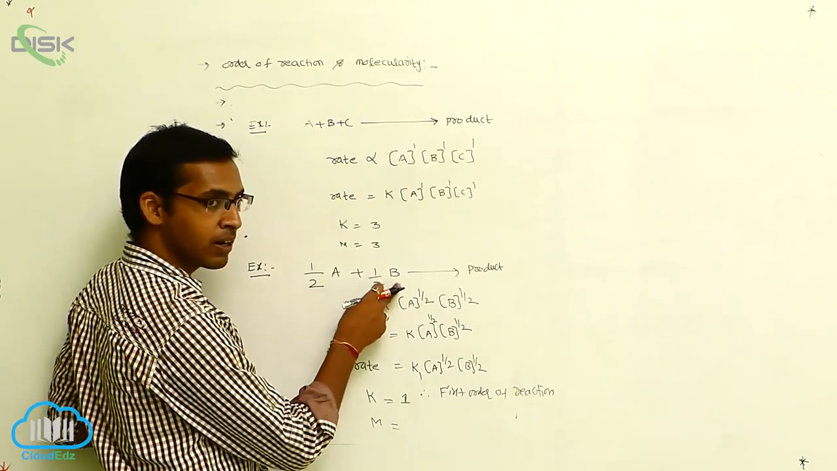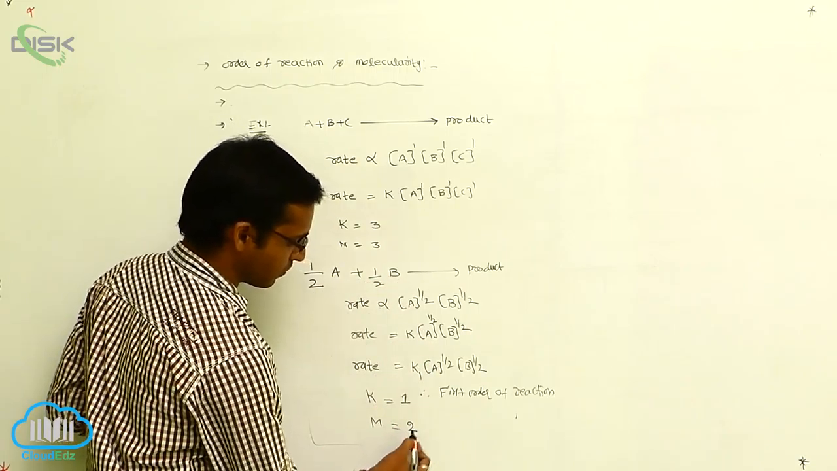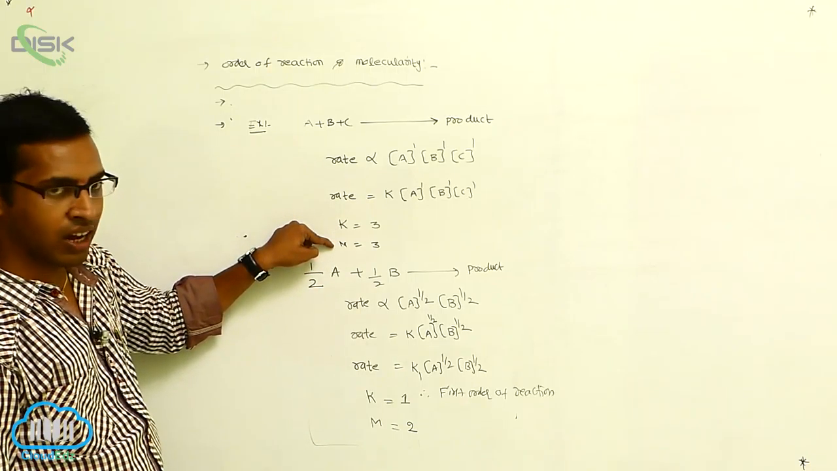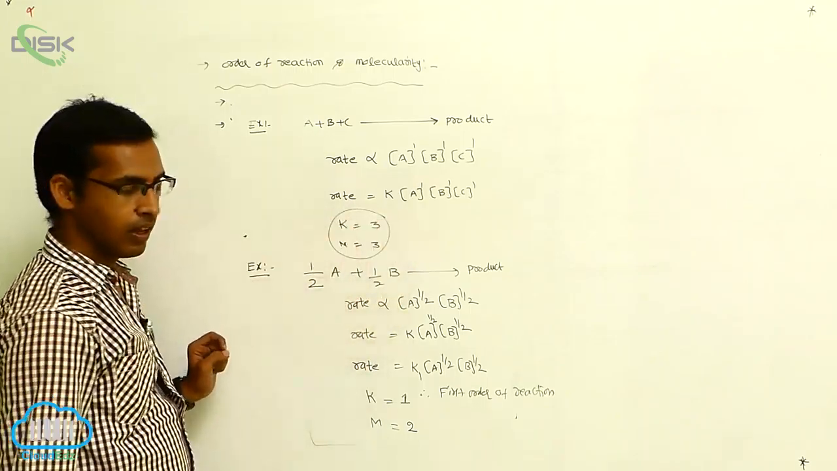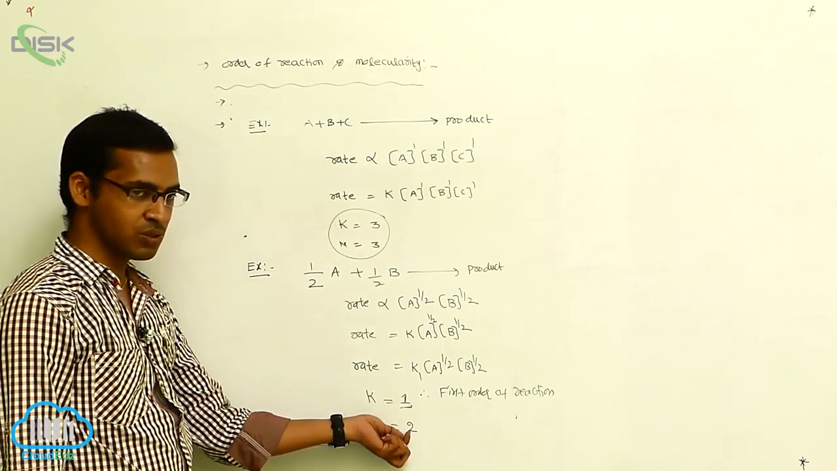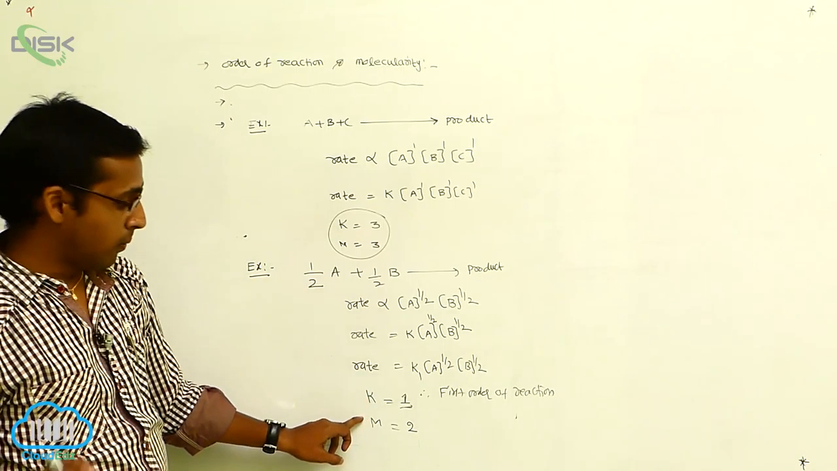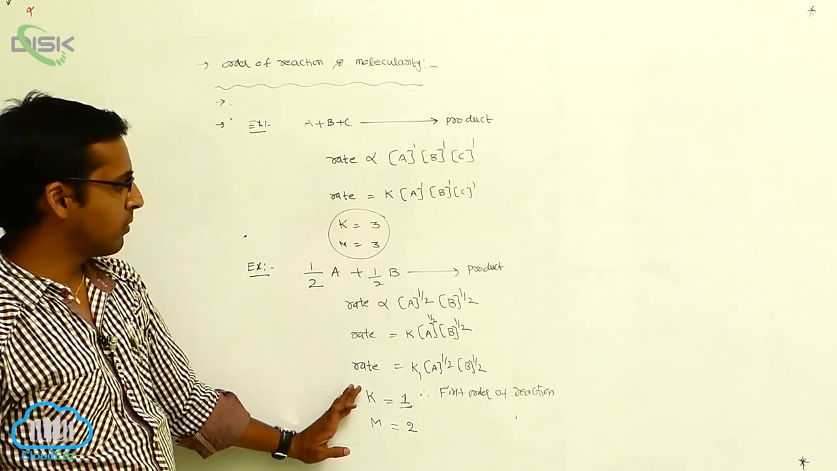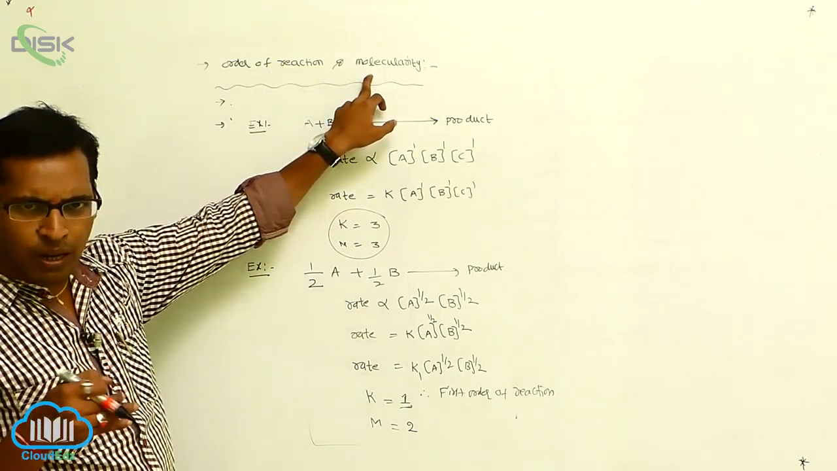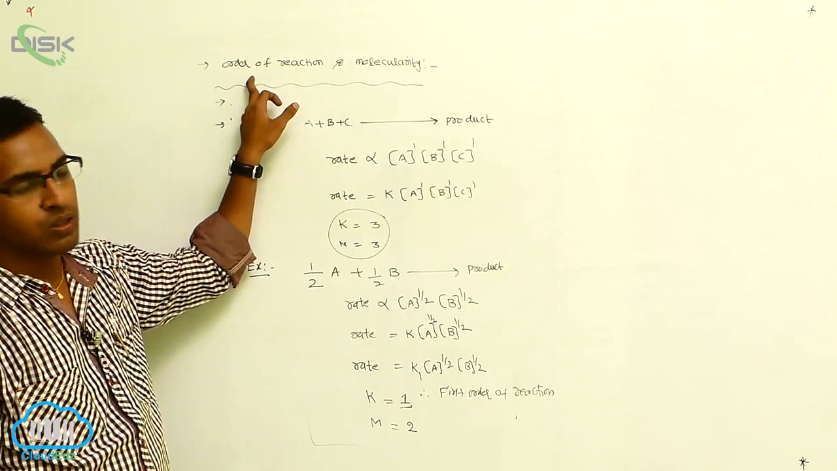So its order of reaction is how much? 1. That is your first order reaction. But for the molecularity of the reaction, how many molecules are participated here? 2 molecules. So the molecularity is 2. This means in the first example, the order of reaction and molecularity values are the same. But in the second example, the order is 1, but the molecularity is 2. So in a particular chemical reaction, the order of reaction and molecularity may or may not be the same.